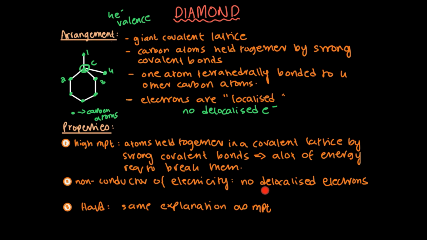The second property is that it's a non-conductor of electricity, and this is because, like we discussed previously, it has no delocalized electrons, so there's no free moving electrons, and it also doesn't have any free moving ions. So for you to be able to conduct electricity, you need to have either electrons or ions that are free moving. And since diamond has neither of these, it is a non-conductor. And the next property is that diamond is going to be very hard, and the reason for that is the same as for high melting point. The atoms are going to have lots of strong covalent bonds between them, and because of those strong covalent bonds, diamond is going to be hard.